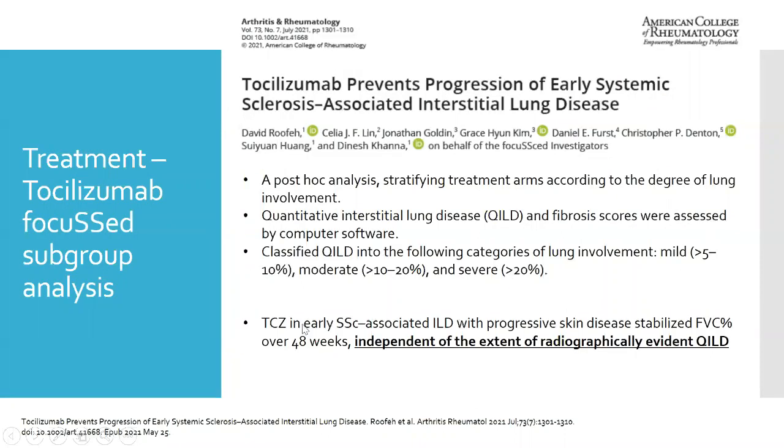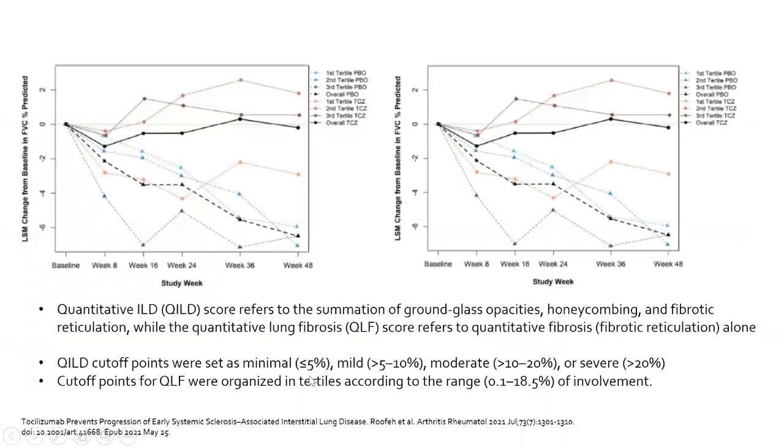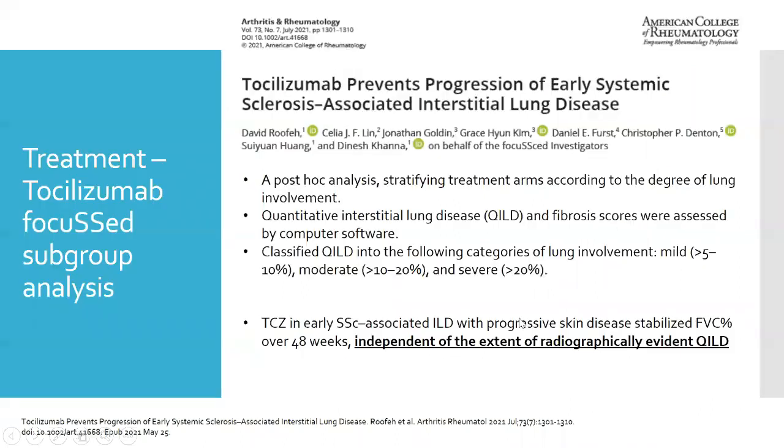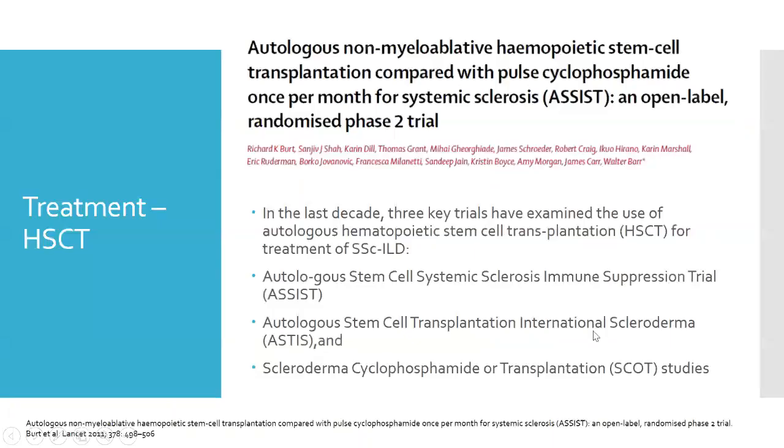And what we saw here was in early scleroderma ILD, tocilizumab stabilized FVC over 48 weeks, and this was independent of how extensive the ILD was. So that becomes important in terms of being one of the important therapy options, definitely in early ILD patients, but irrespective of how severe their ILD was, toci is definitely an option that we need to start considering.